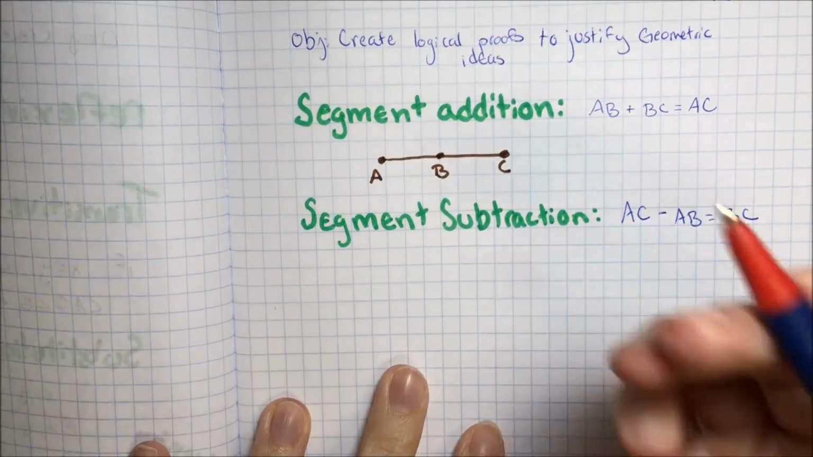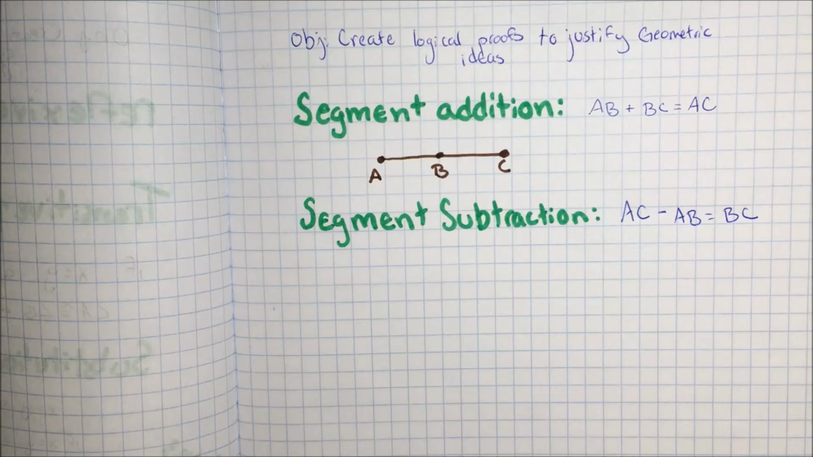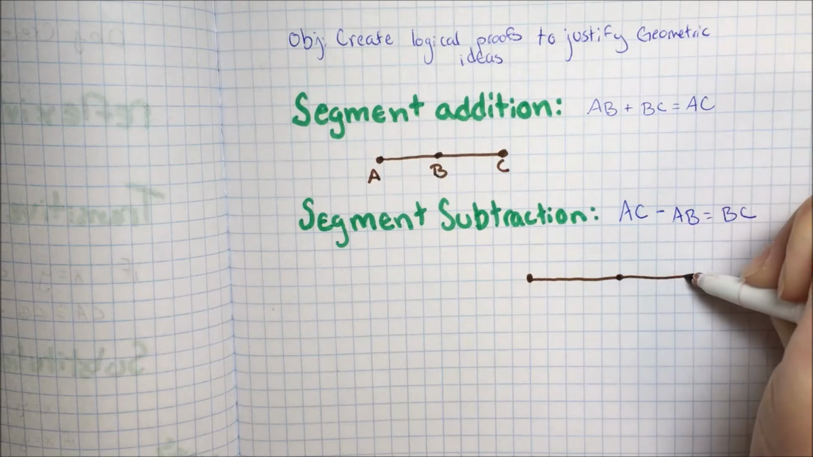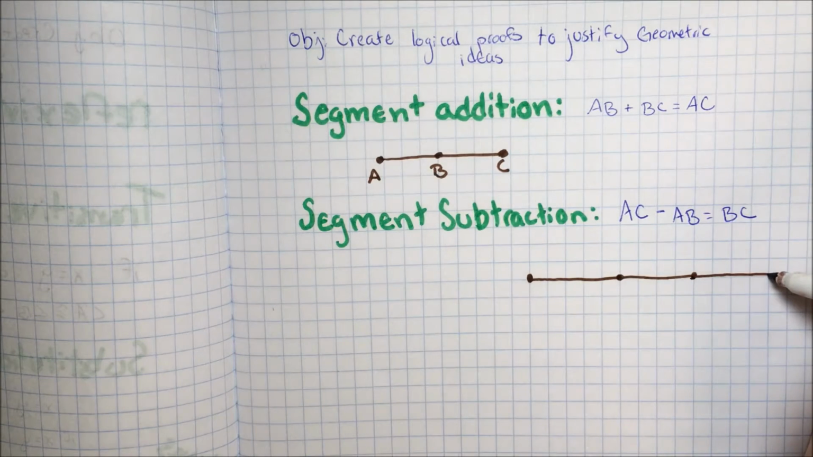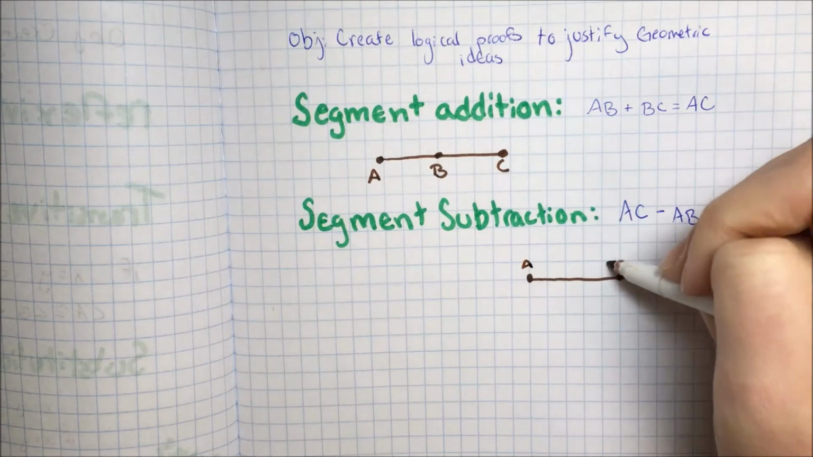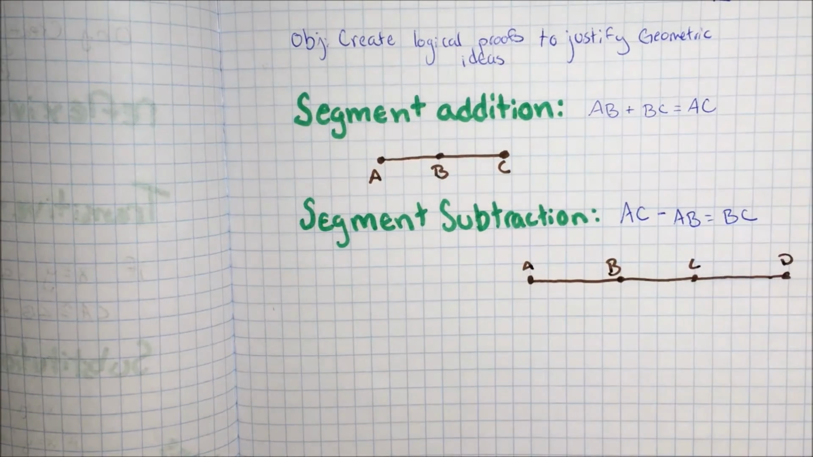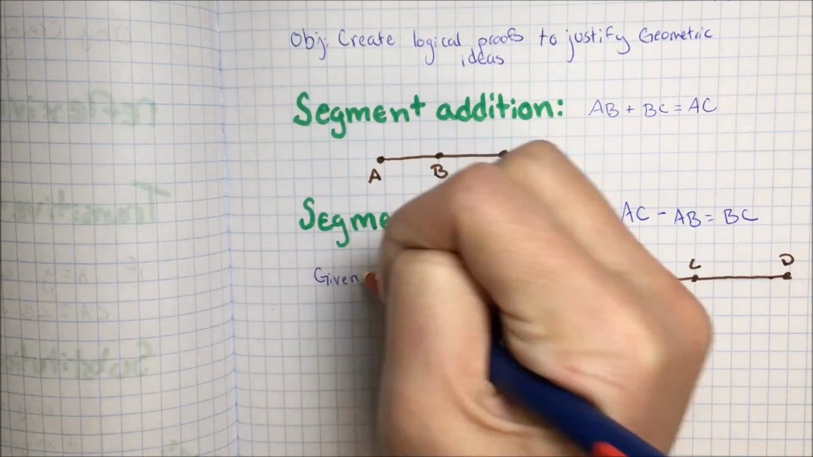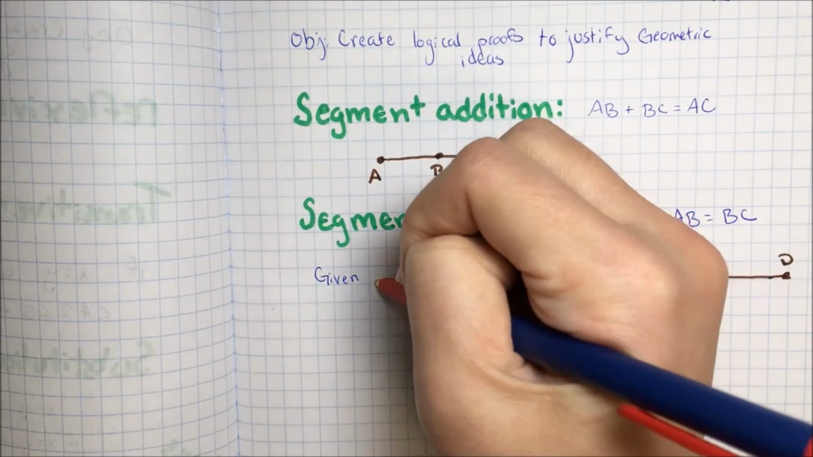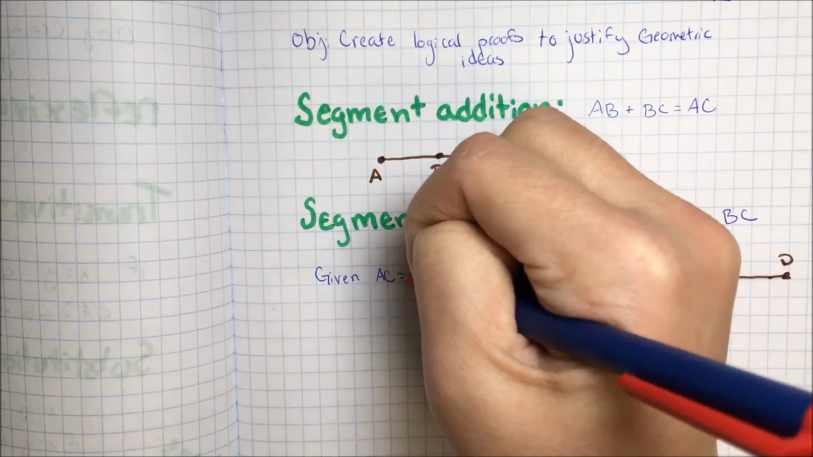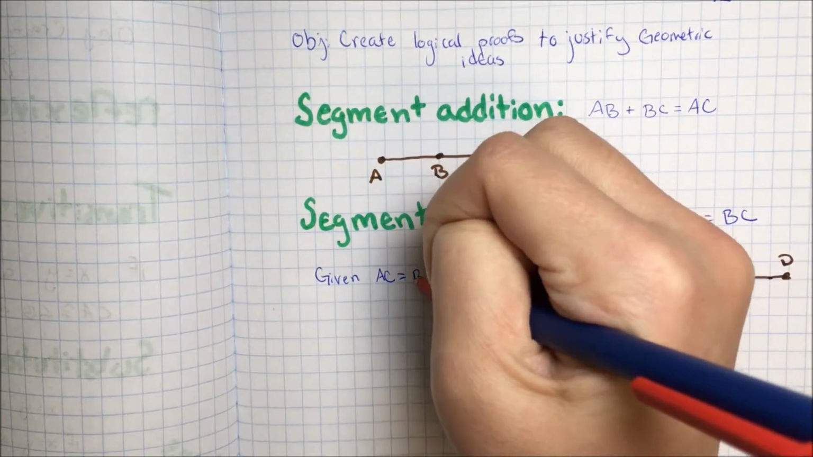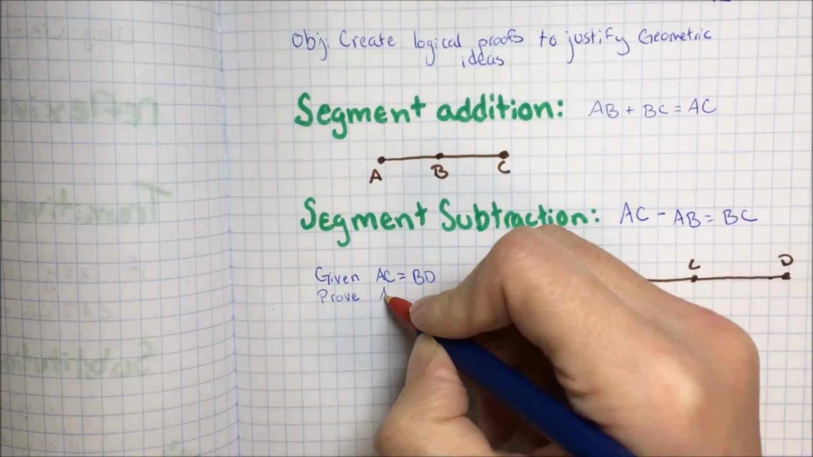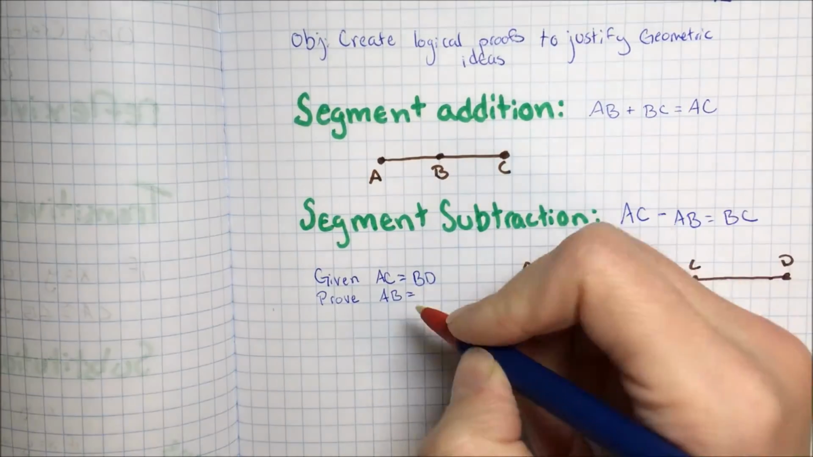So let's say I had this proof and this drawing. So let's make this drawing. And this is what is given. Suppose I knew that AC is equal in length to BD. And I want to prove that AB is equal in length to CD.